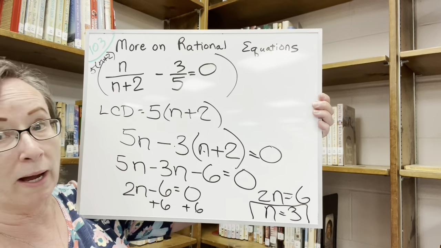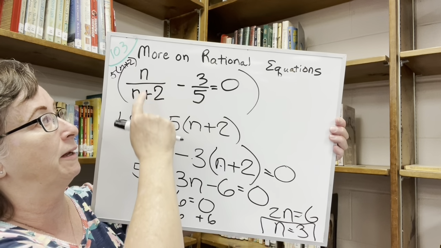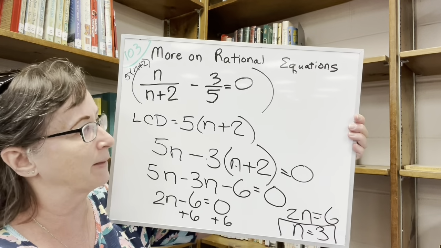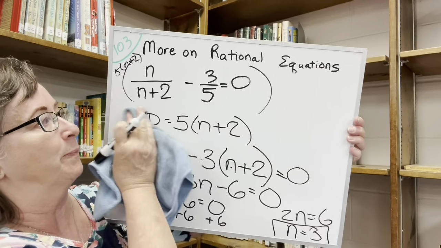We wound up with a non-zero constant number, so we know that it should be right. Now, if we plug in a 3 here and a 3 plus 2 here, we do get 3/5 minus 3/5 is 0. So it's very easy to check that one. Now, I'm going to show you another way to solve the same problem.